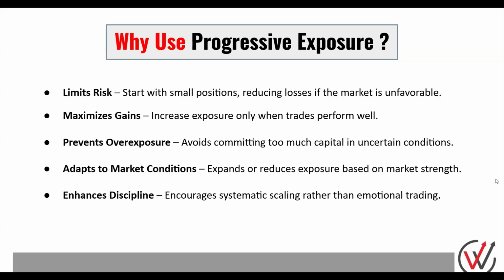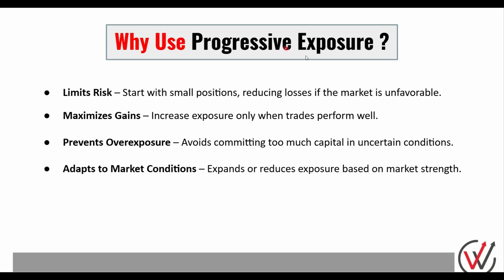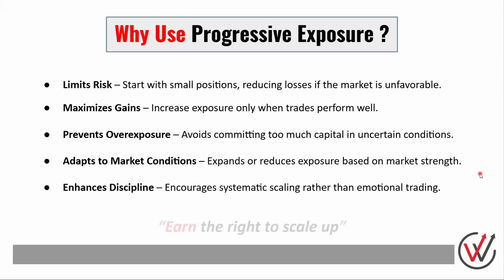So you need to have systems in place which help you limit risk, maximize gains, and help you navigate through market conditions. And this is what progressive exposure does. It helps you navigate through a very bad market. It helps you push through the limits only when you are performing well. You have to earn the right to scale up.